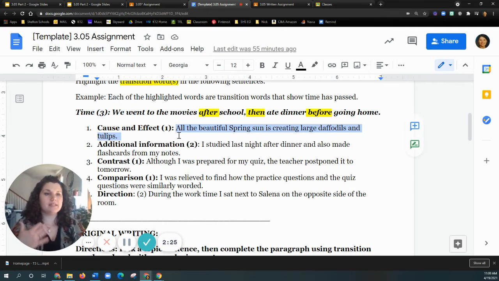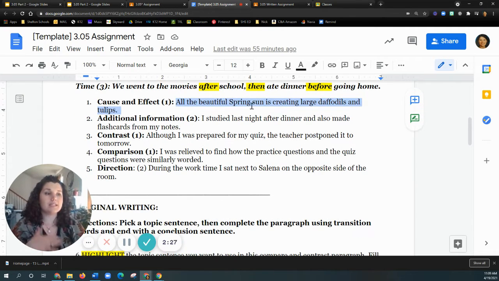So for this example, number 1, cause and effect, this word creating is the word that shows that there's cause and effect. Let's look at the other ones, and I'm just going to give you some time to answer them, and then I'll go back.